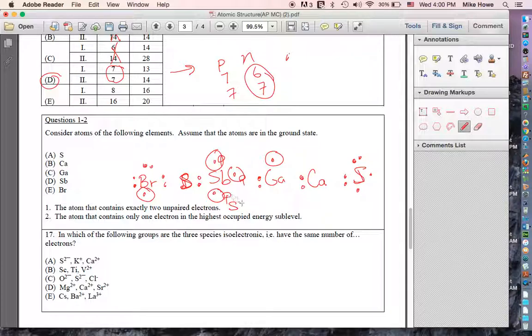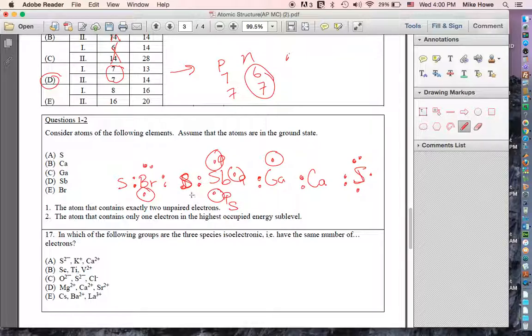Remember, P sublevels have 3 orbitals. So one side represents the S and the other 3 sides represent the P. So we're looking for something with 1 electron in the highest occupied sublevel. Is it Br? There's S.